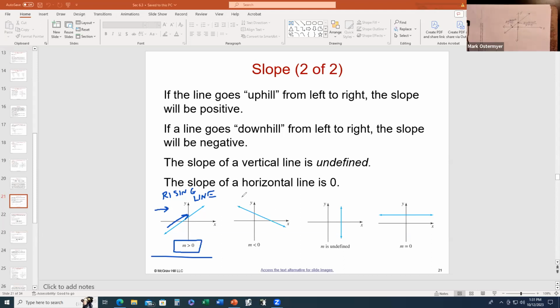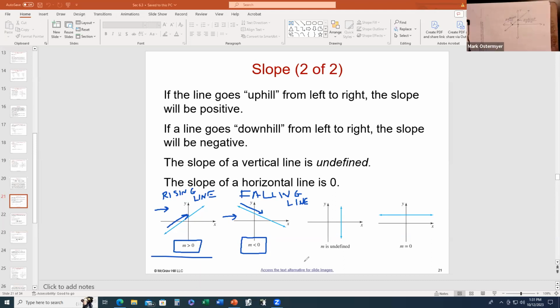This is called a falling line. Any line that's oriented this way is called a falling line. And falling lines are basically lines whereby if we move from left to right in the plane, we're falling down on the line. Falling lines always have negative slopes. So the slope of a falling line is always less than 0, which means it's always negative.